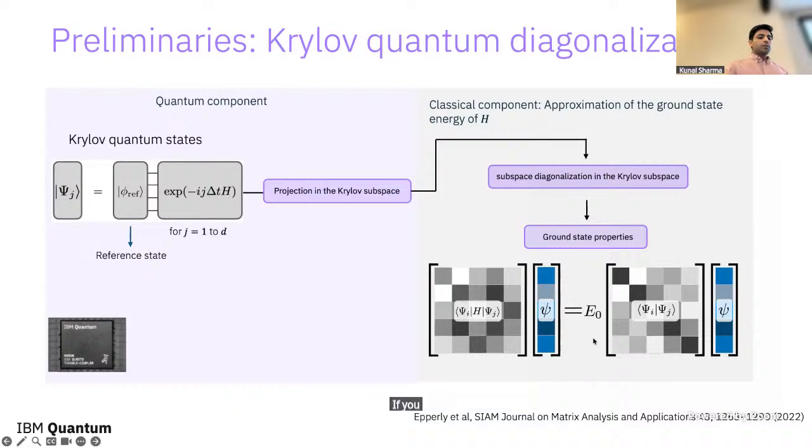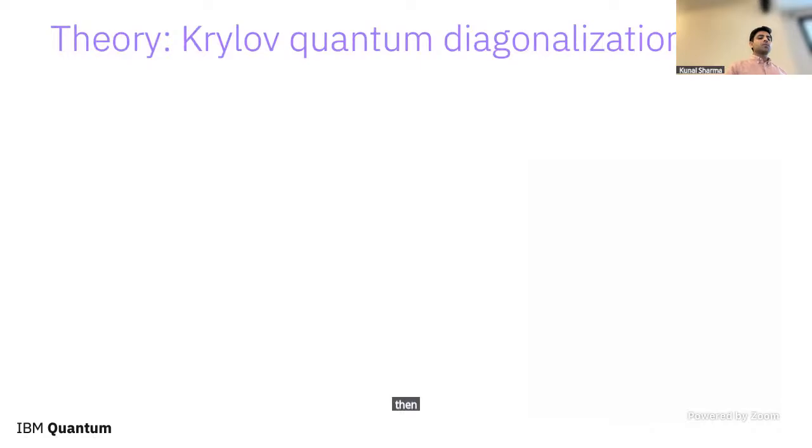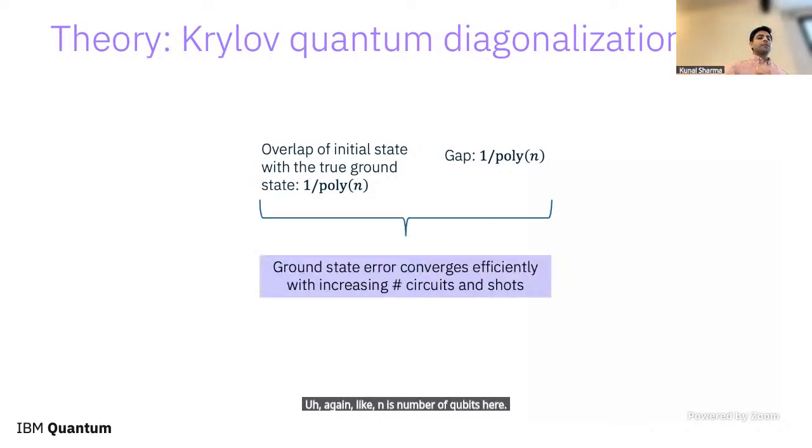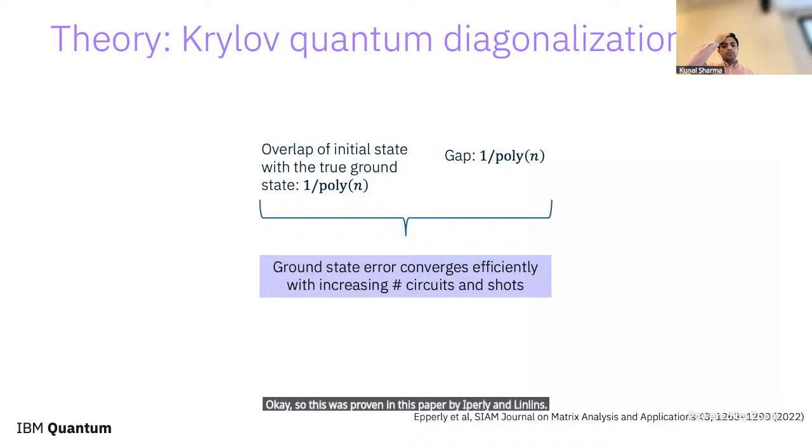If you could evaluate these matrix elements, then this is what was shown in theory: if you have a good initial state that has a good overlap with the ground state, and if your gap is not too small, where n is the number of qubits here, then the number of experiments that you need to do in order to converge to the ground state energy is efficient, which means it's polynomial in the number of qubits. Okay, so this was proven in this paper by Epperly and Lin Lin's group.